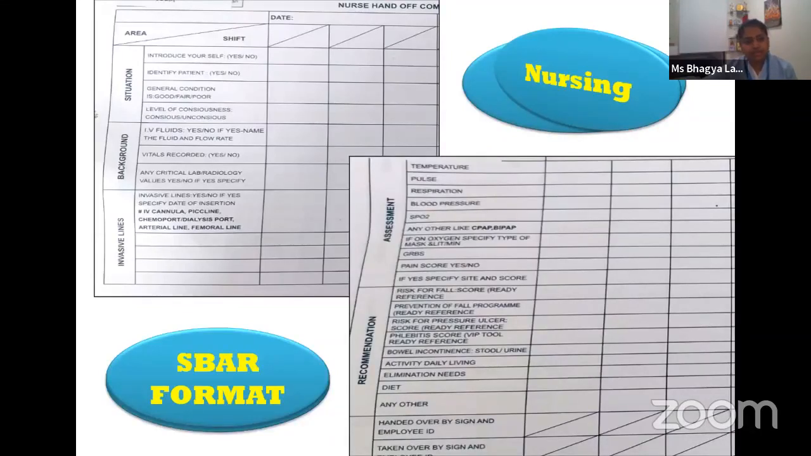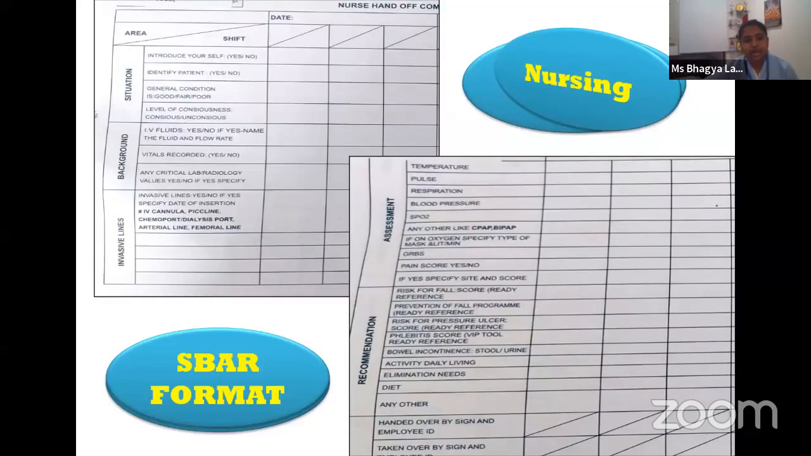It is situation, background, assessment and recommendation. As we all know, what is a situation? We will be introducing, identifying the patient, telling about the general condition of the patient, whether it is good, fair, poor or critical, and telling about the level of consciousness of the patient. Coming to the background, whatever is going on with the patient, it may be IV fluids, vitals, any lab value, any test you have done, any procedure done at the bedside, whether the patient is on any lines, ventilator, any drains. All these things have to be told under the background.